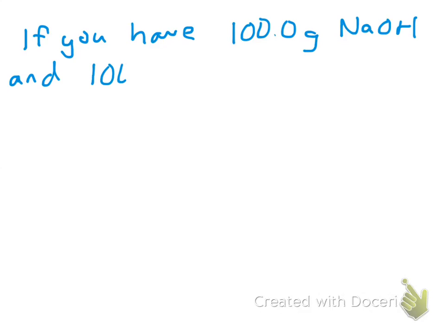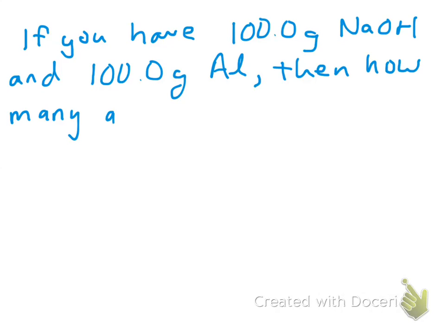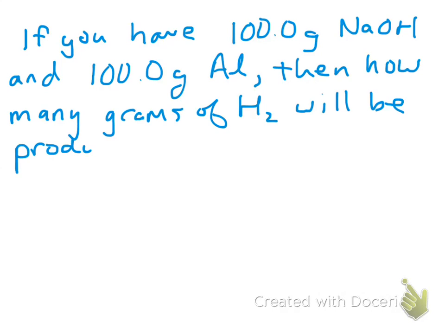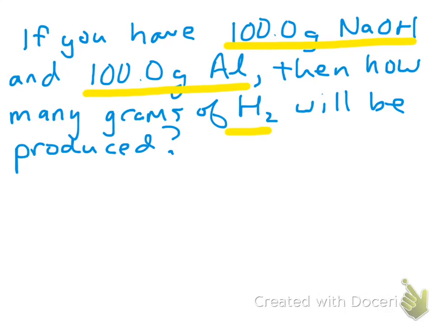We're going to go through a problem on how to look at two different reactants being presented and trying to determine the mass of a product. So here we have 100 grams of sodium hydroxide and 100 grams of aluminum. Then how many grams of hydrogen will be produced? So in this problem here, the important information we're looking at is 100 grams of sodium hydroxide, 100 grams of aluminum, and we want to find out grams of hydrogen.